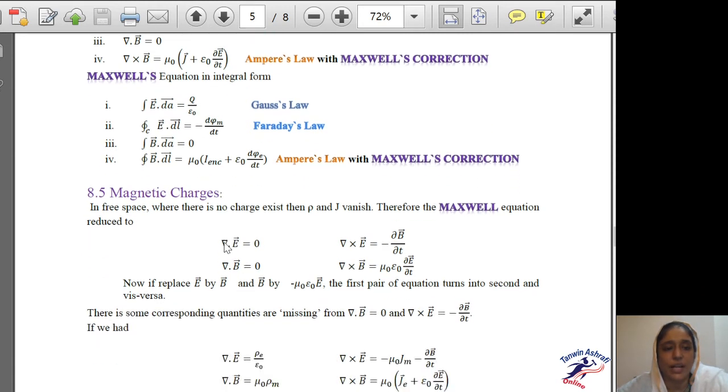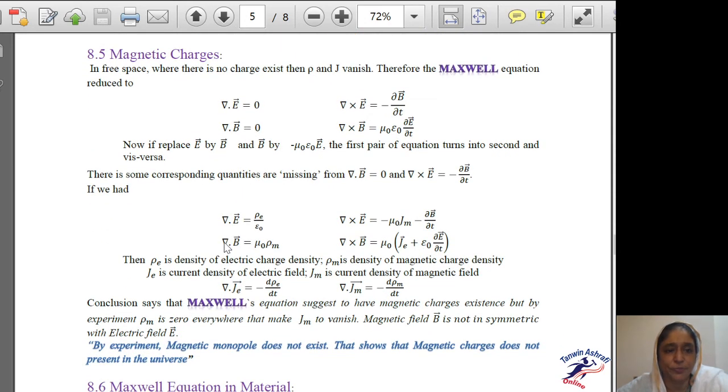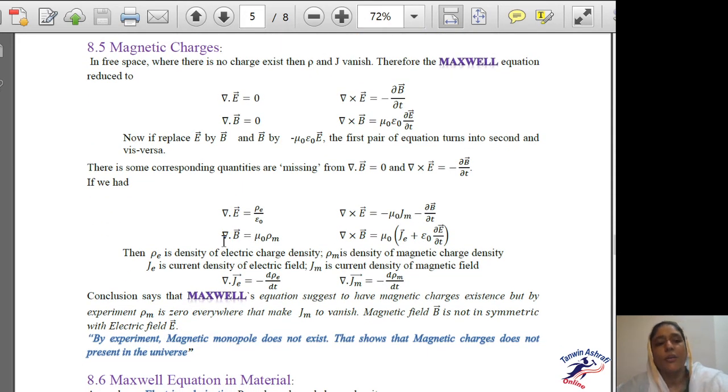The next topic is the magnetic charge. In free space, no charge exists, therefore rho and J vanish. And so the Maxwell equations reduce to del dot E equal to 0, del dot B equal to 0, del cross E equal to minus partial B by partial t, and del cross B equal to mu naught epsilon naught partial E by partial t.